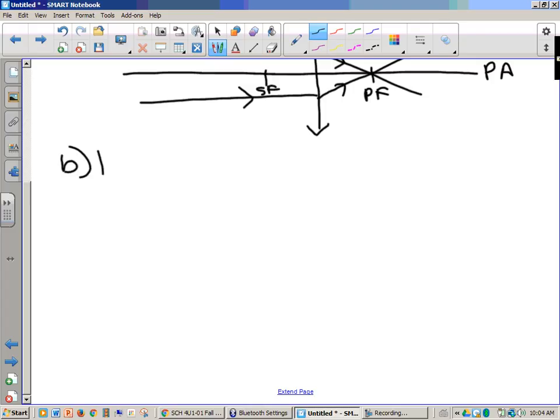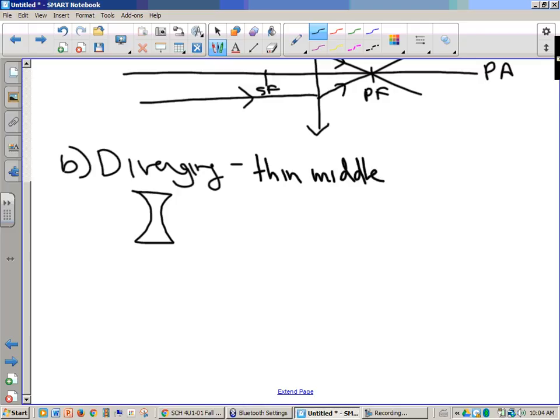B, diverging. An example of diverging like this. Characteristics of the diverging lens. Got thin in the middle. Thin in the middle. And fat edges.